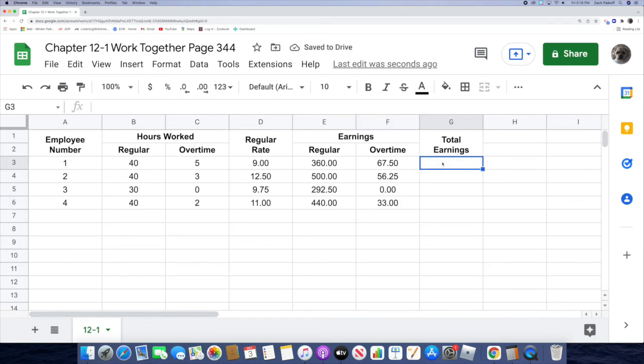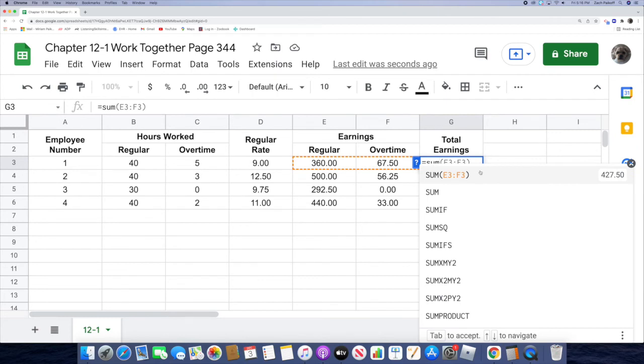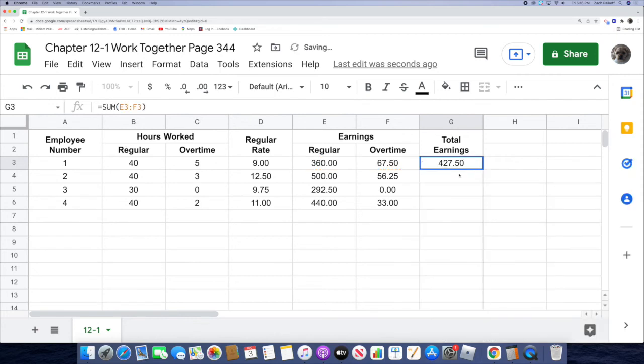The last thing that we're going to do is, using the sum formula, we are going to calculate the total earnings for each employee. And the way that we calculate total earnings is by taking the regular earnings and adding them to the overtime earnings. So for employee number 1, we're going to type in equals sum, take the regular earnings and add them to the overtime earnings, and then right click, and that will give us $427.50, which are the total earnings for employee number 1.